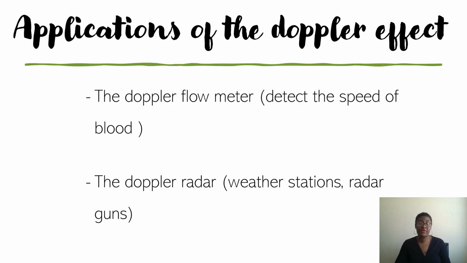Two applications of the Doppler effect that you can state are the Doppler flow meter, used to detect the speed of blood, the Doppler radar, used by weather stations to help predict the weather, or radar guns used by the police in traffic.